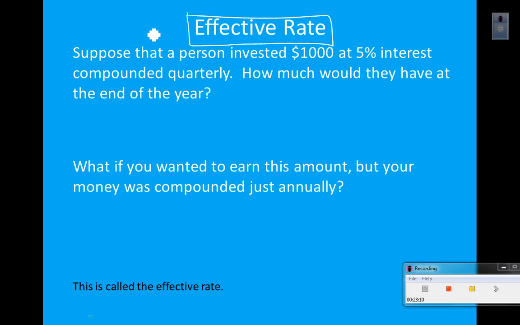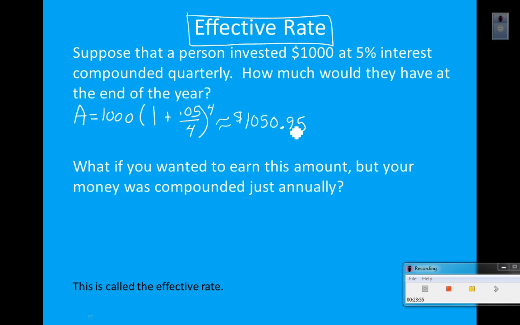Suppose that a person invested $1,000 at 5% interest, compounded quarterly. How much would they have at the end of the year? Well, we used this formula before. The amount that that person would have in the bank would be 1,000 times 1 plus 0.05 divided by 4 for quarterly, to the 4 times 1, at the end of 1 year. So 4 times 1 is 4. And we're just going to run that through your calculator. So when I did that, I had about $1,050.95.